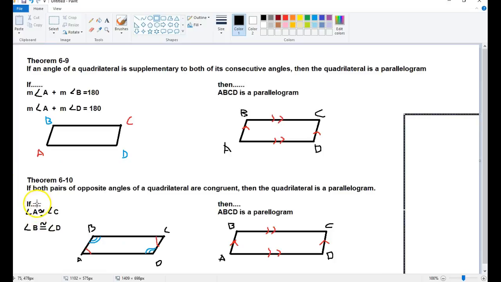So for this one, I have angle A is congruent to angle C, angle B is congruent to angle D, then it's a parallelogram. So these are all things that we had in the previous lesson, just going through and doing the opposite with it. All right, now we're going to be given a problem where we're going to have to find lengths of sides and the measures of angles of different parallelograms.